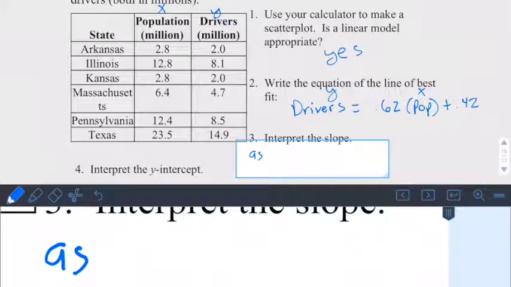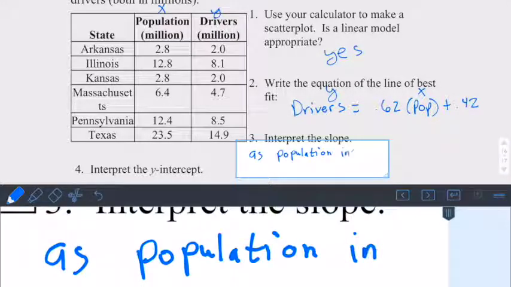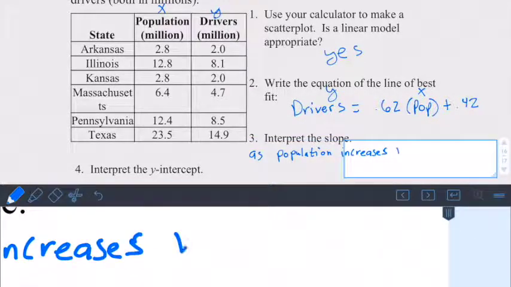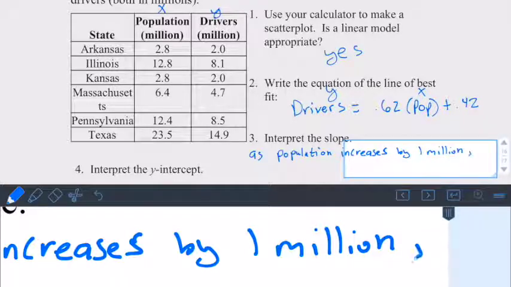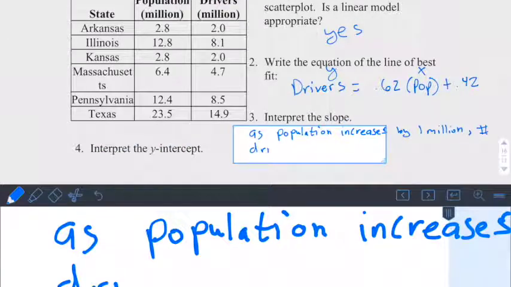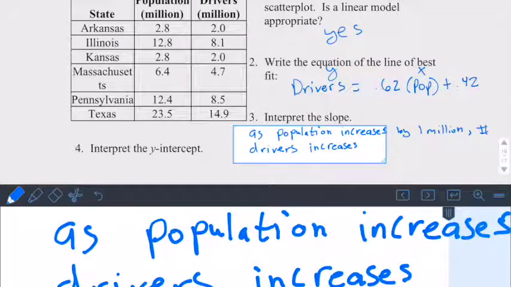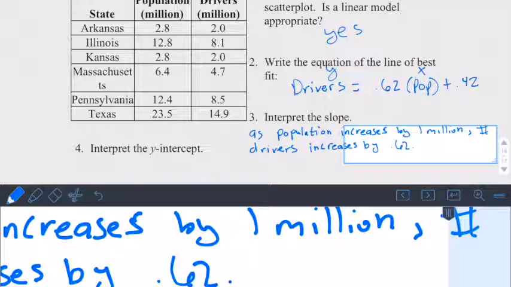So as population increases by 1 million, number of drivers increases by 0.62. And that's 0.62 million.